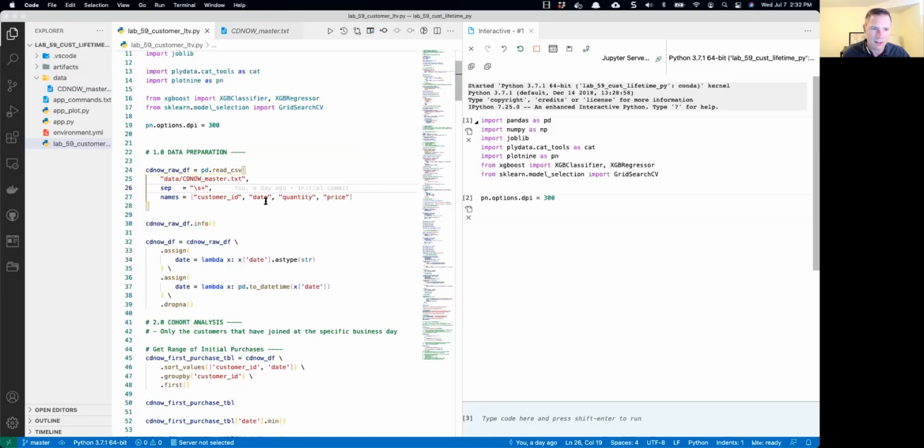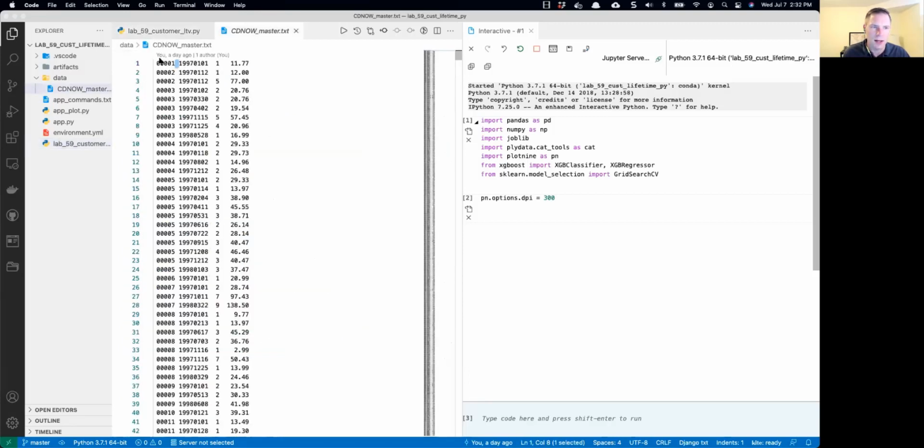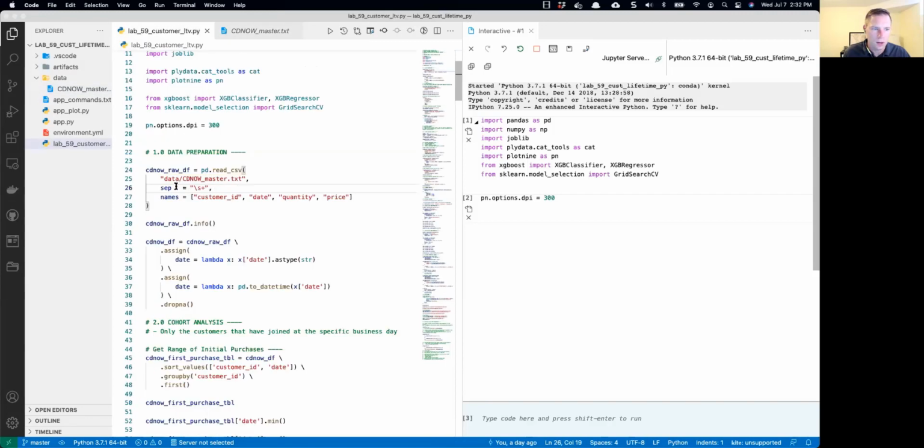And then I'm going to give it some names: customer ID, date, quantity, and price. Those are going to be the names for each of these. This is the customer ID, this will be the date, quantity, and the price. Okay, so I'm going to pull that in now. We'll take a quick look at it. So shift enter.